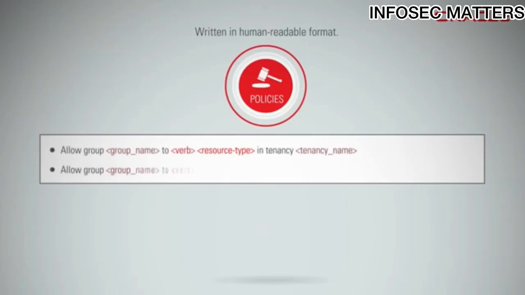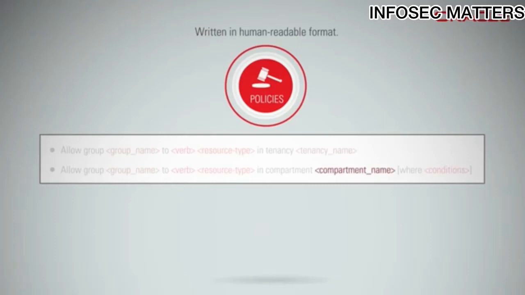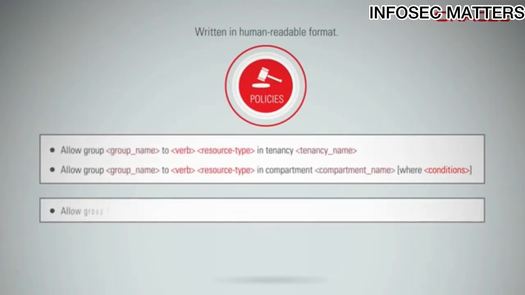In this second policy, we are allowing a specific group to access specific resources in a specific compartment under specific conditions. Compartment name keyword gives the name of the compartment in which the resources are organized. Where conditions are further specifications that narrow the scope of the policy statement. In this example, we are allowing Project A admins group to manage all the resources in the compartment called Project A compartment.